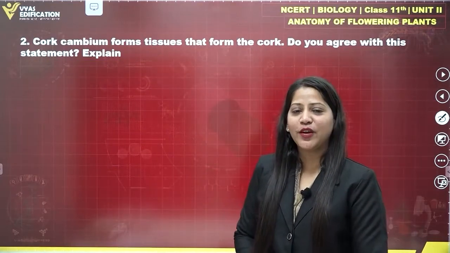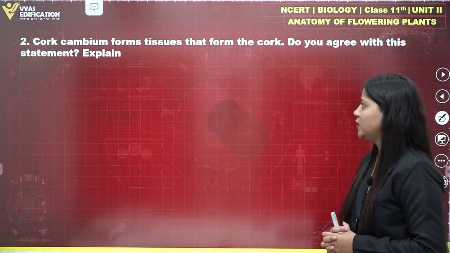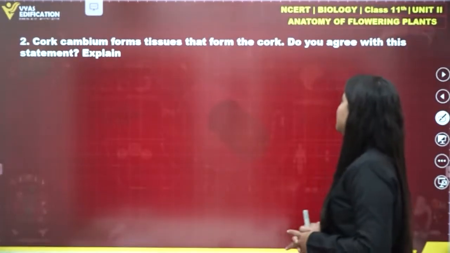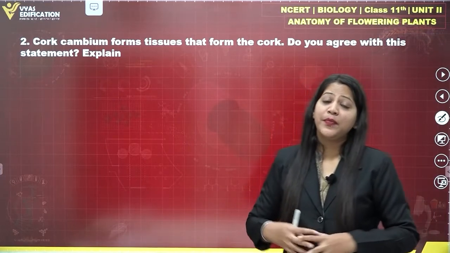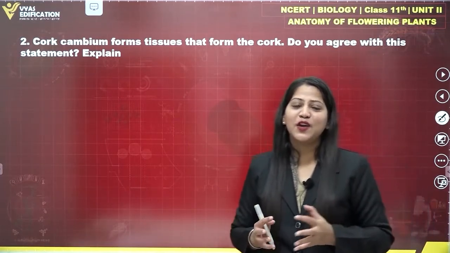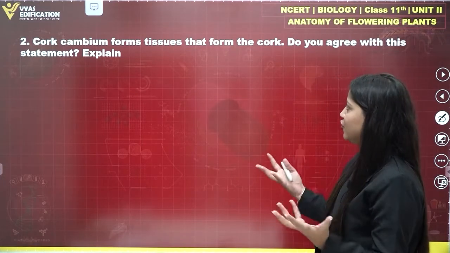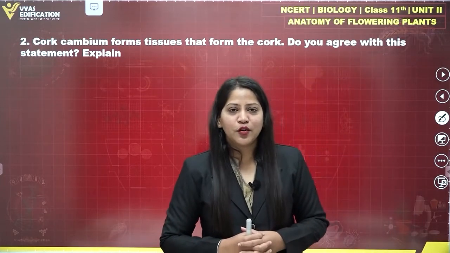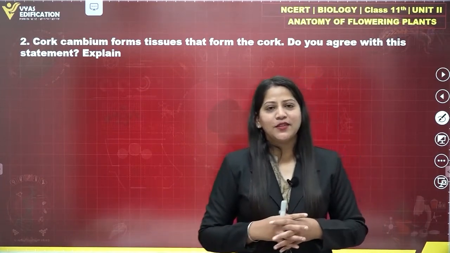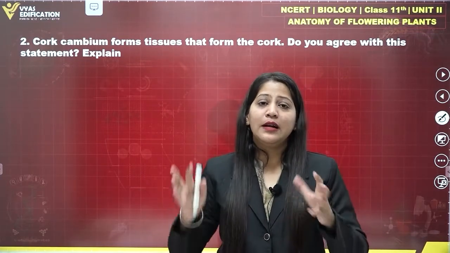So now we have question number 2 on the screen, that is: cork cambium forms tissues that form the cork. Do you agree with this statement? If yes, then explain. Yes, we totally do agree with the statement. That statement is cork cambium forms tissues that form the cork. How? Let's understand.